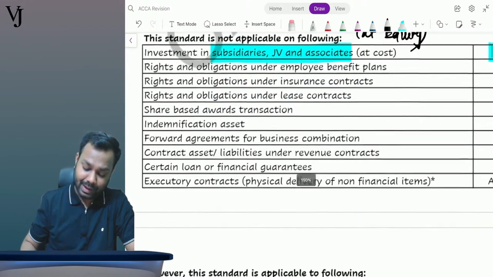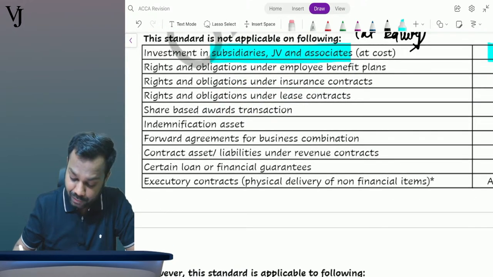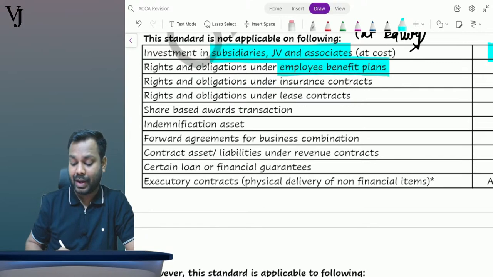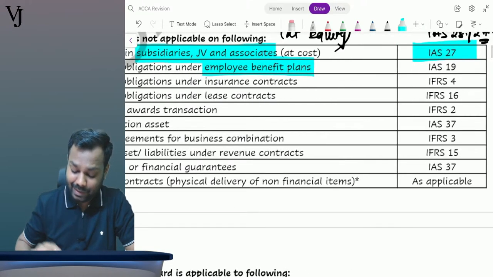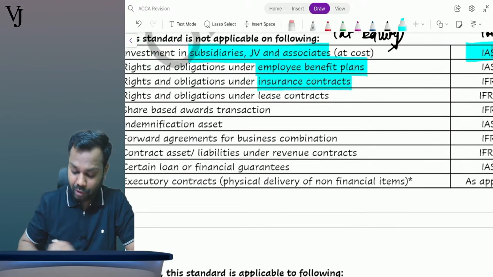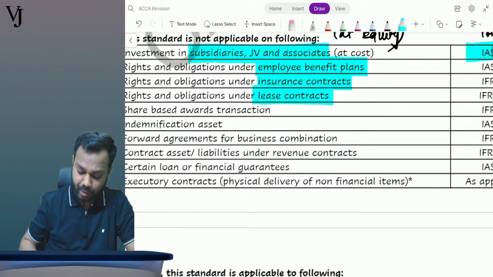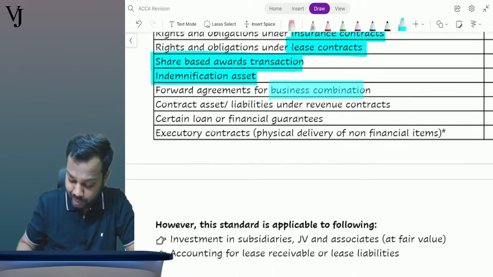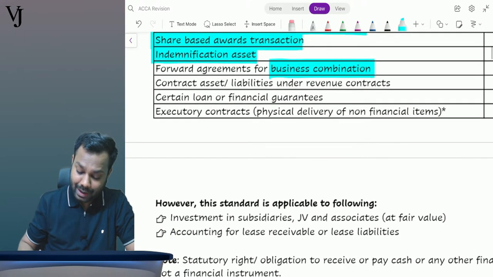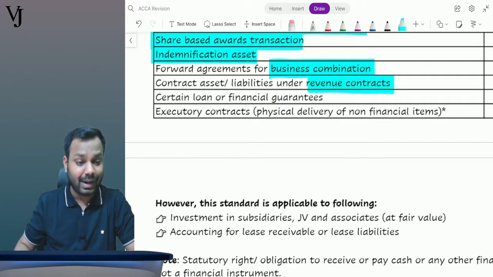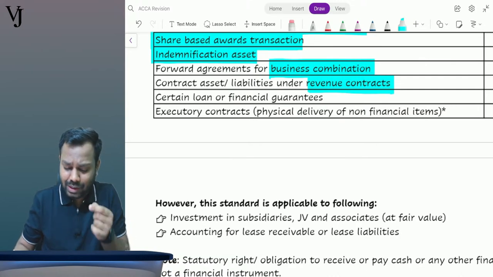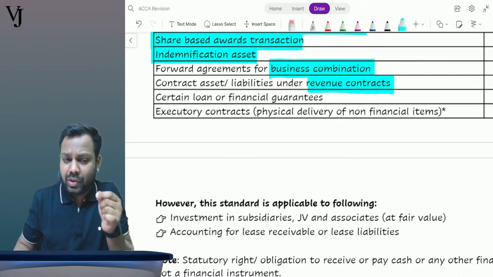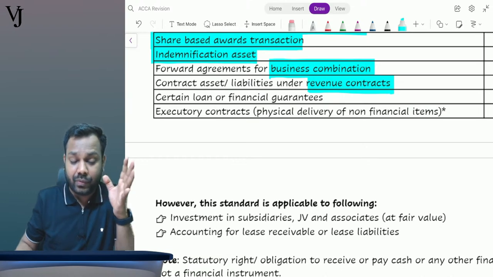Okay, now the standard says that rights and obligations under employee benefit plans, again this is kept out of scope of financial instruments because IAS 19 is applicable. Insurance contracts, again, is kept out of scope. Lease contracts, again, is kept out of scope. Okay, share based payment award transaction is again kept out of scope. Indemnification asset is again kept out of scope. Okay, forward agreements for business combination, again, is out of scope. Contract asset liabilities under revenue contracts is again kept out of scope. Why? Because on these transactions, a specific standard governs. A specific rule over general rule.